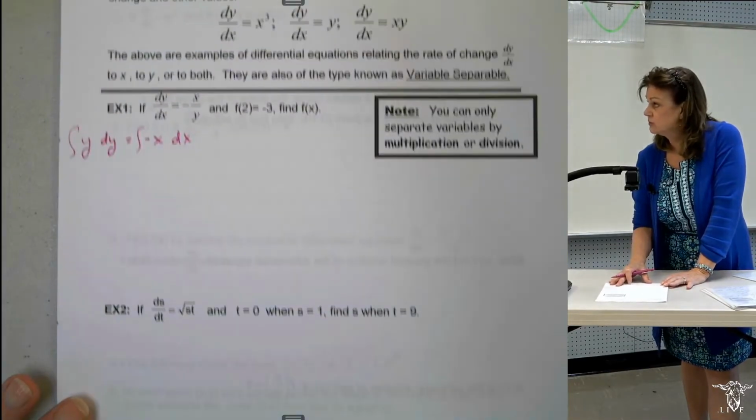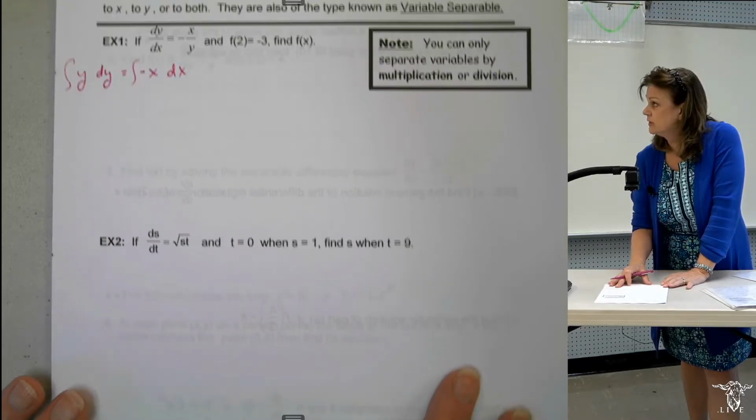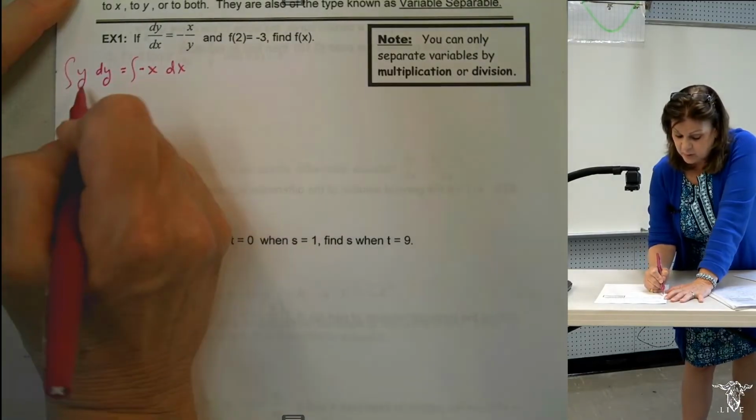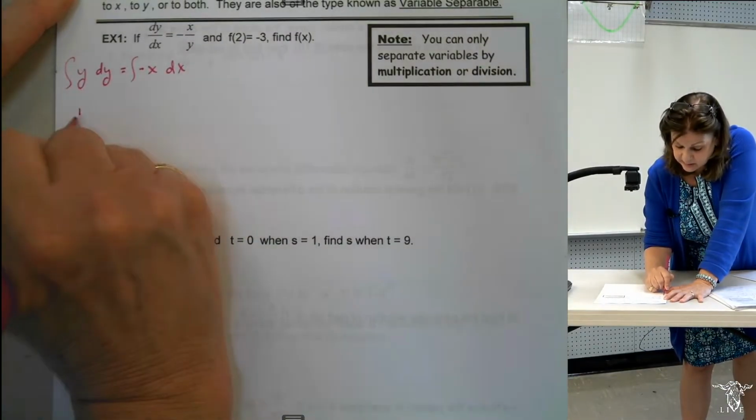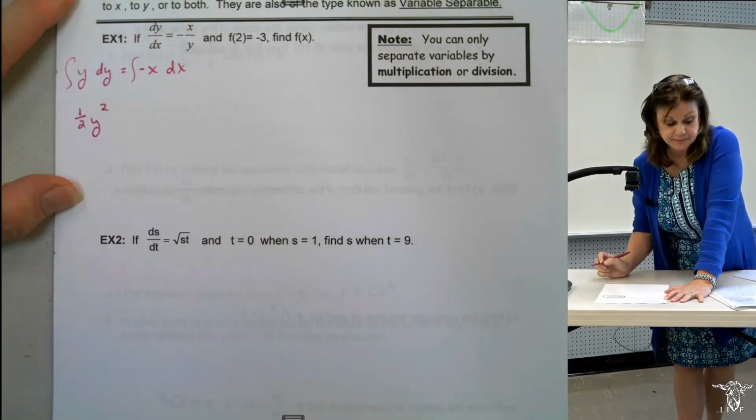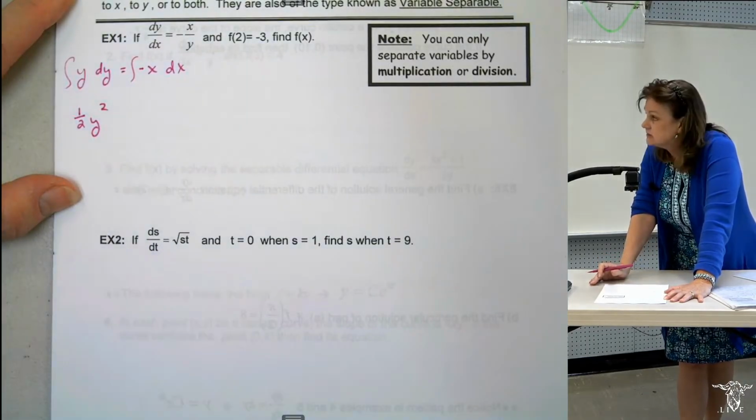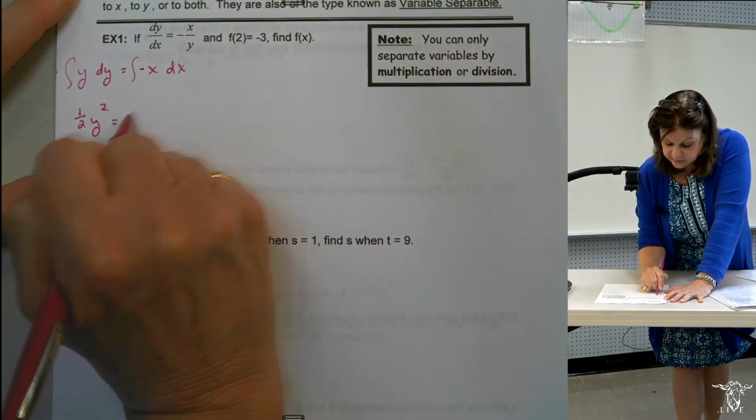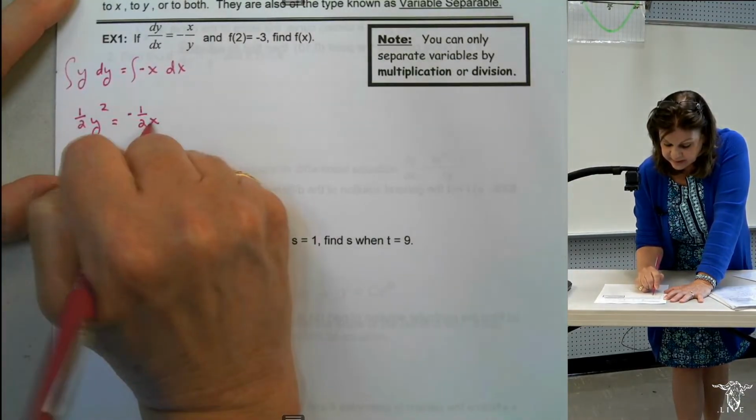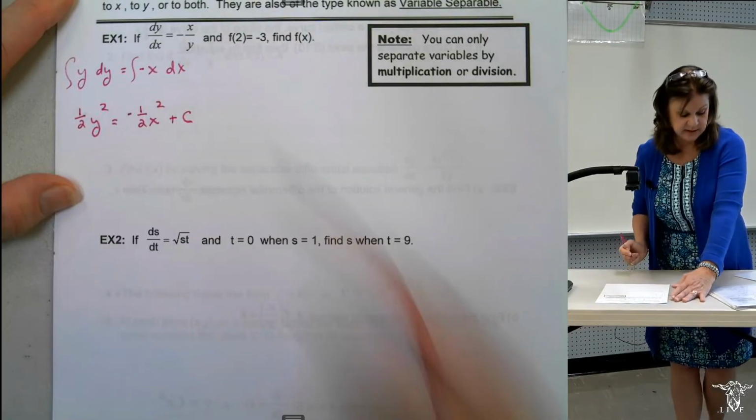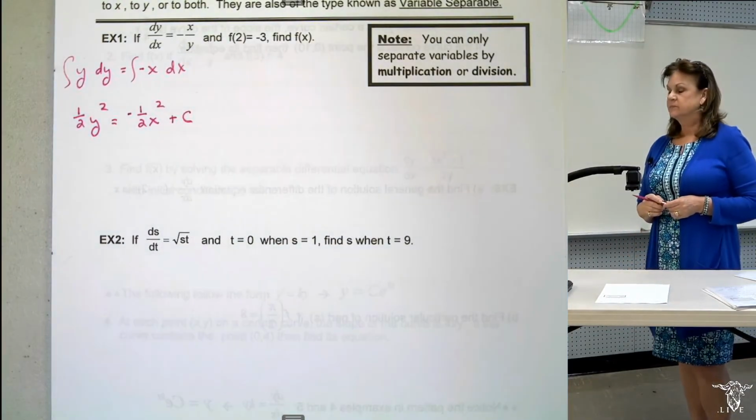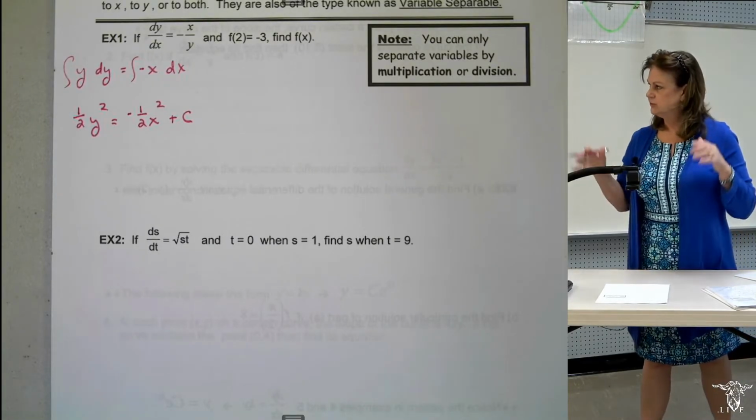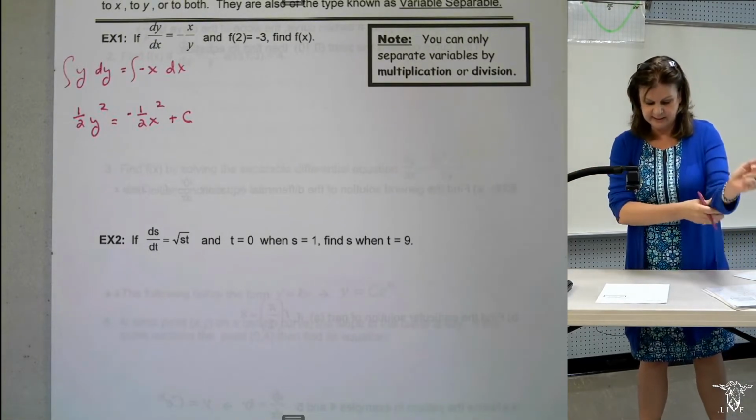And again, it doesn't matter what variable you're working with, your integration rules stay the same. So the antiderivative of y is going to be 1/2 y squared. Now, you're not going to add a constant of integration to the y side, only to the x side. And that's going to equal negative 1/2 x squared, and there's my constant of integration. So again, whatever variable's on the left side, you're not adding the constant to, you're adding the constant to what would be the x side.